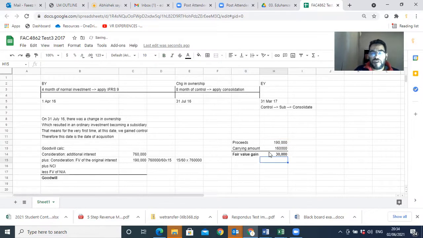Just be aware of that, because the real journal entry looks as follows. Investment in PAV, 30,000. Credit fair value gain, P&L, 30,000. So just be aware of that. It is not a gain on disposal. It is a fair value gain. Very, very important.